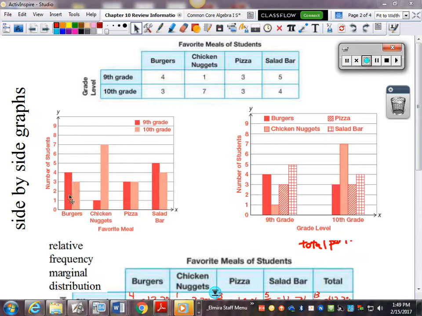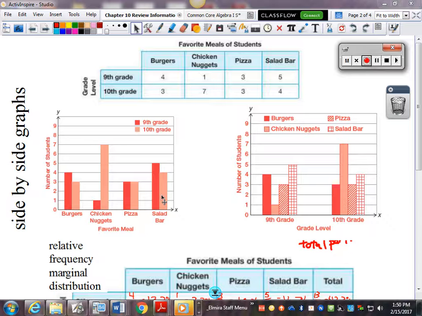Now notice the 2 bars touch. This is not a histogram, okay? Non-numerical data, so it's not a histogram. These 2 bars touch, but there's a key, 9th grade, 10th grade. That's important. You must make a key for these graphs. Then there's a space. And then the next 2 bars for chicken nuggets is 1 for 9th grade, 7 for 10th grade. Pizza are both 3, etc.